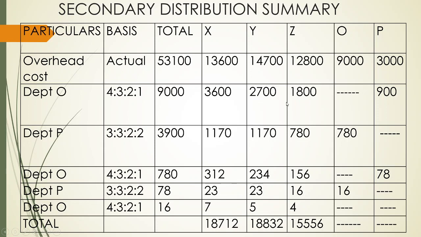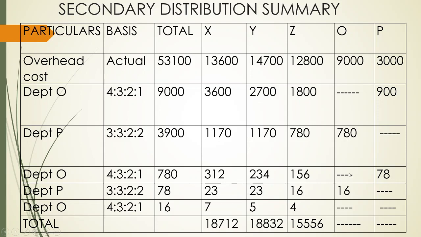So 3,900 should be distributed to X, Y, Z and O department in the ratio of 3:3:2:2. The total is 3 plus 3 plus 2 plus 2, that is 10. So 3,900 into 3 divided by 10, 1,170 to X department. Again 1,170 to Y department. 3,900 into 2 divided by 10, 780 to Z department and O department. Now we can see for P department there are no overheads, whereas for O department we have 780 rupees. The next task is to distribute this 780 to X, Y, Z and P department. So department O, the amount is 780. The ratio is 4:3:2:1. So 780 will be distributed: X 312, department Y 234, department Z 156 and department P 78 rupees.